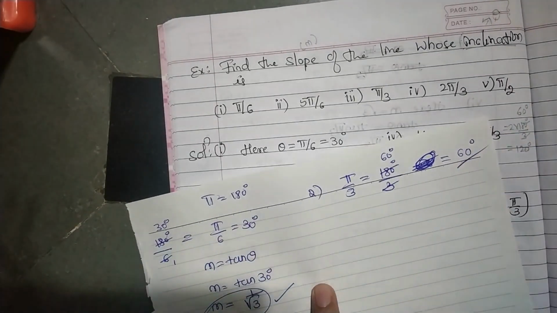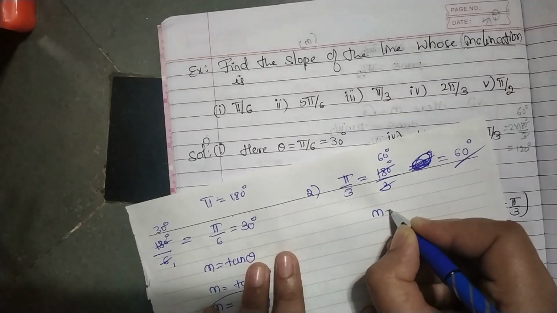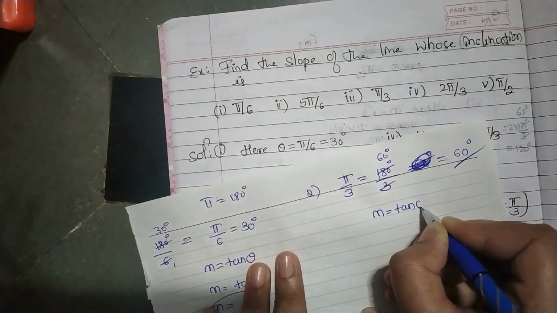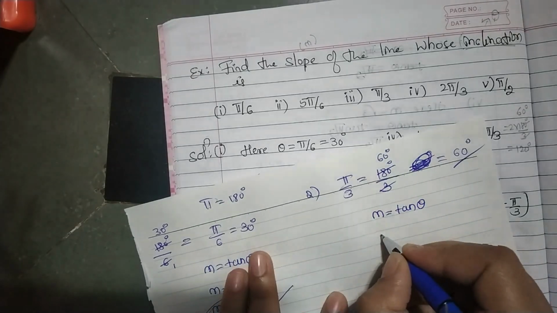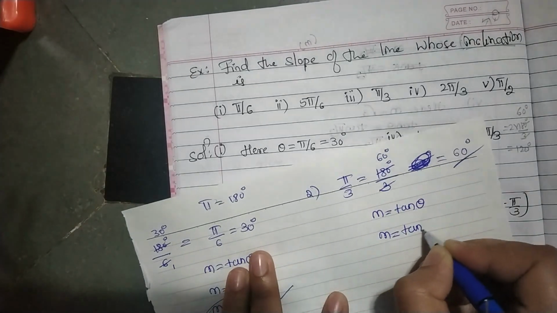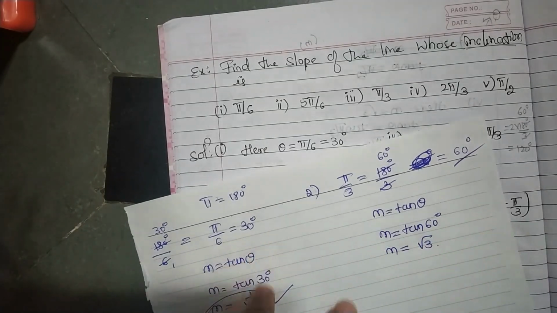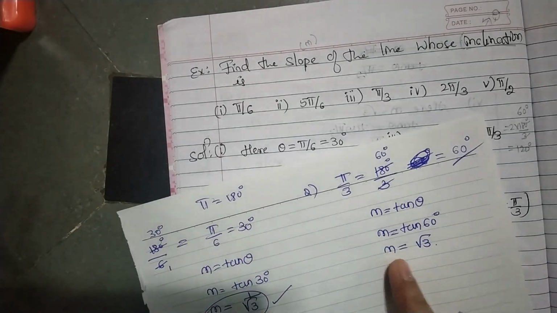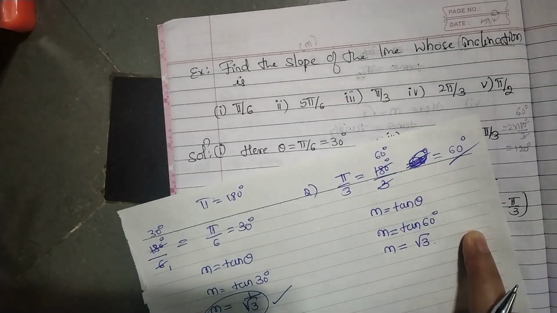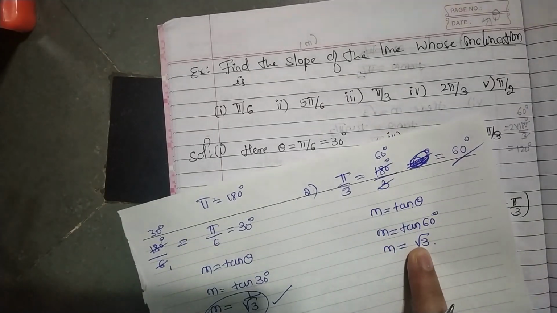So angle is given. When the angle is given, which formula do we use? m is equal to tan theta. So m is equal to tan 60 degree. What is the value of tan 60 degree? Root 3. So the slope of a line is always a real number. It represents a real number.